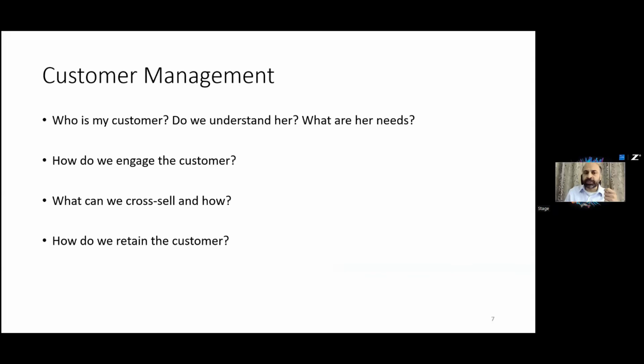So it's very intuitive, right? I need to know who my customer is. Do I understand the customer's needs? How am I engaging with the customer, right? Can I cross-sell something to the customer? And if yes, how? How do I retain the customer? These are all elements of managing the customer. The important point is why we are so much interested in customer management. Why this whole webinar on managing the customer?